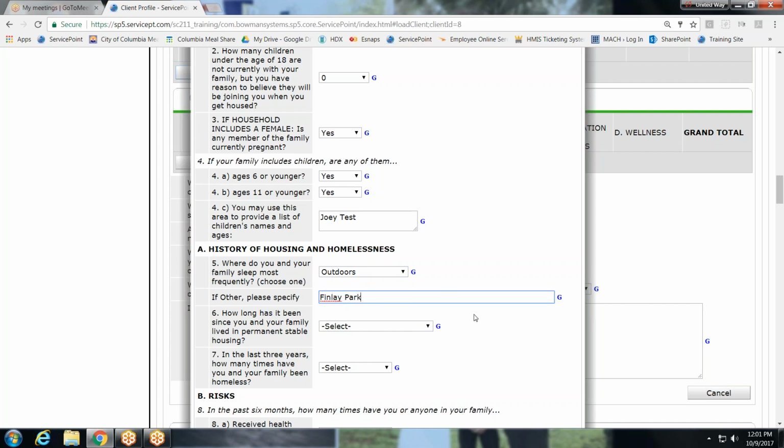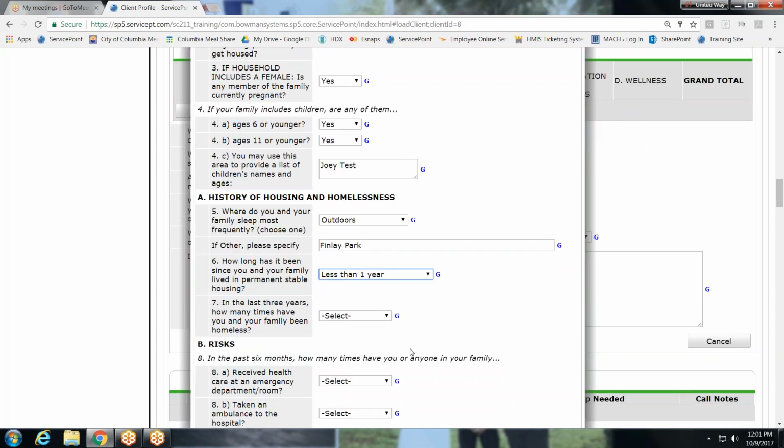How long has it been since you and your family have lived in permanent stable housing? 6 months. Okay. In the last 3 years, how many times have you and your family been homeless? 2.